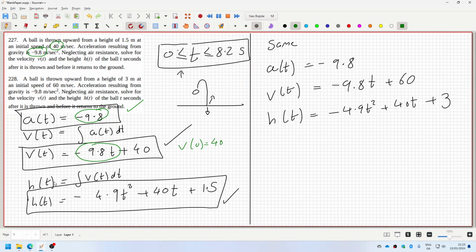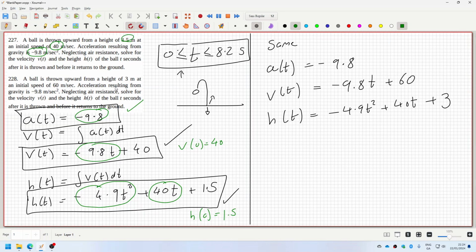To get the height or displacement, we have to integrate velocity. So in other words, we have to integrate our previous answer. And integrating this answer, we get minus 4.9t squared, because we increase the power and divide by the power. That becomes 40t, and then we get another constant of integration. And that's to guarantee that the height at 0 is supposed to be 1.5.